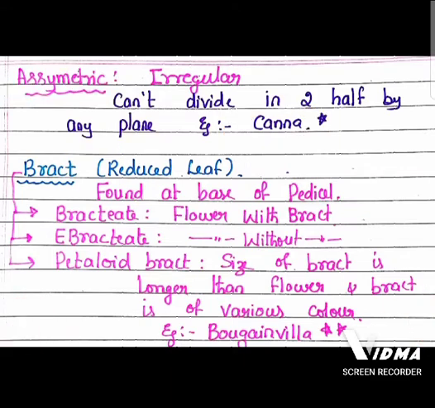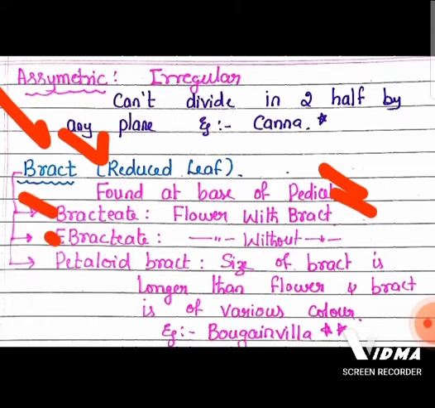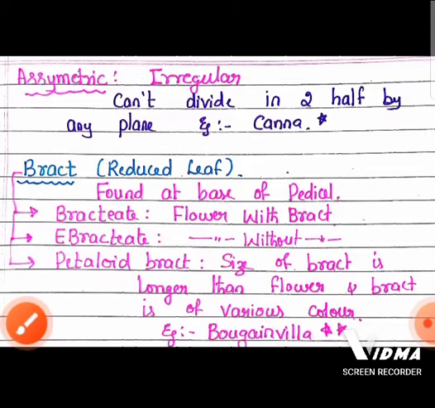Now bract, what is bract? It is a reduced leaf, called a bract, and it is found at the base of the pedicel. Bracteate is a flower with bract. Ebracteate, flower without bract. Petaloid bract, where the size of the bract is larger than the flower, and the bract is of various colors. Example: bougainvillea shows petaloid bract, where the bract is larger than the flower and is of various colors.